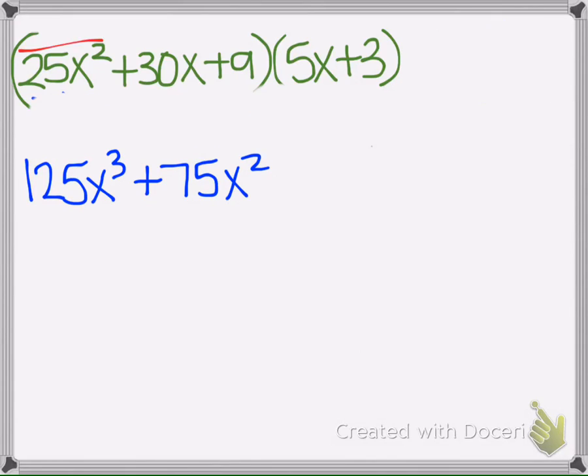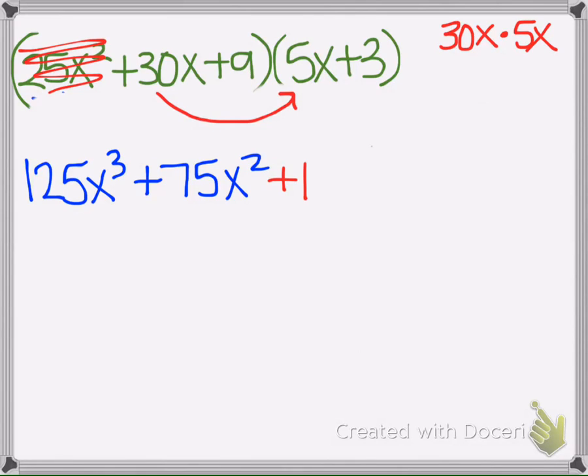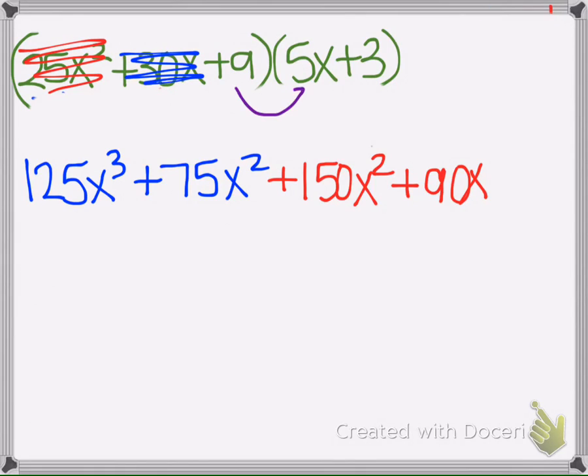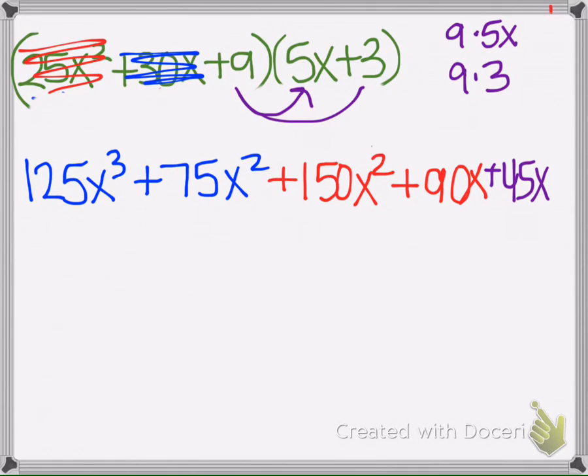Okay, so now I'm done with that one. Now I'm going to multiply the 30x. So 30x times 5x is 150x to the second, because again I'm adding those exponents. And now I have 30x times 3, which is positive 90x. So now we're done with the 30x. And now we multiply the 9. So 9 times 5x is 45x. And then 9 times 3 is 27.